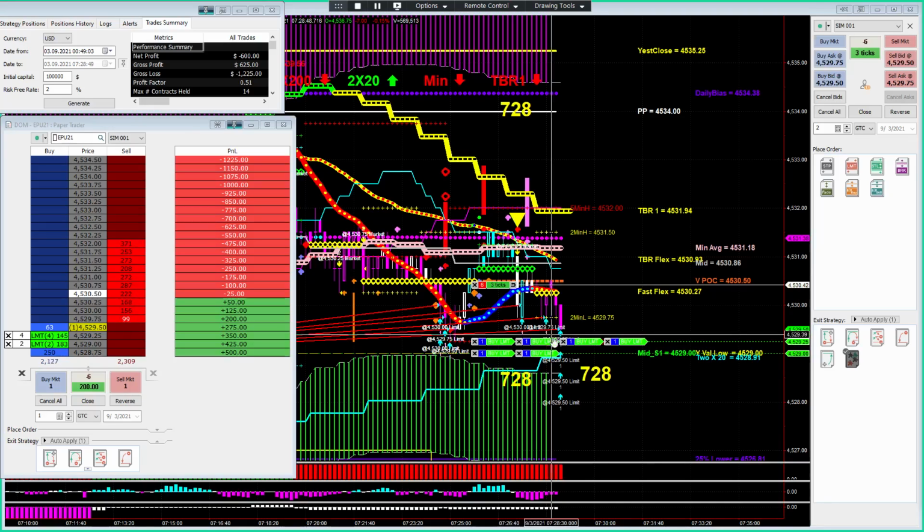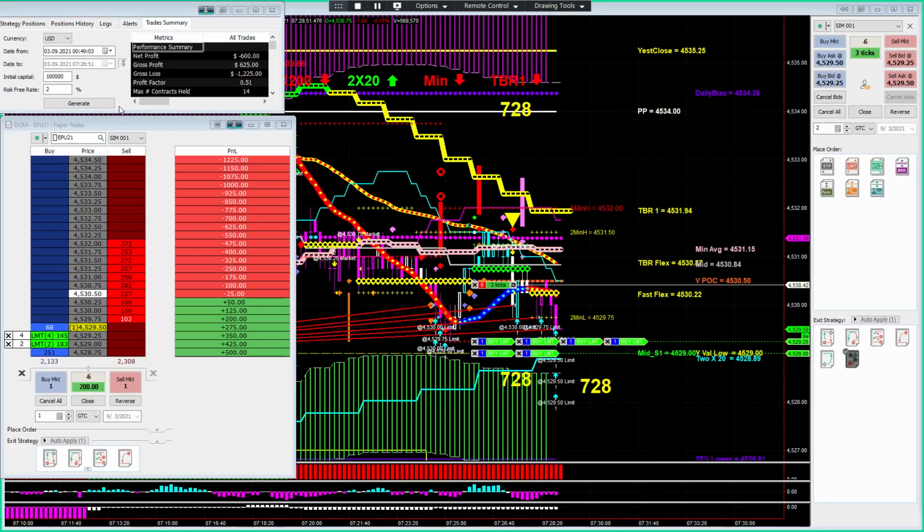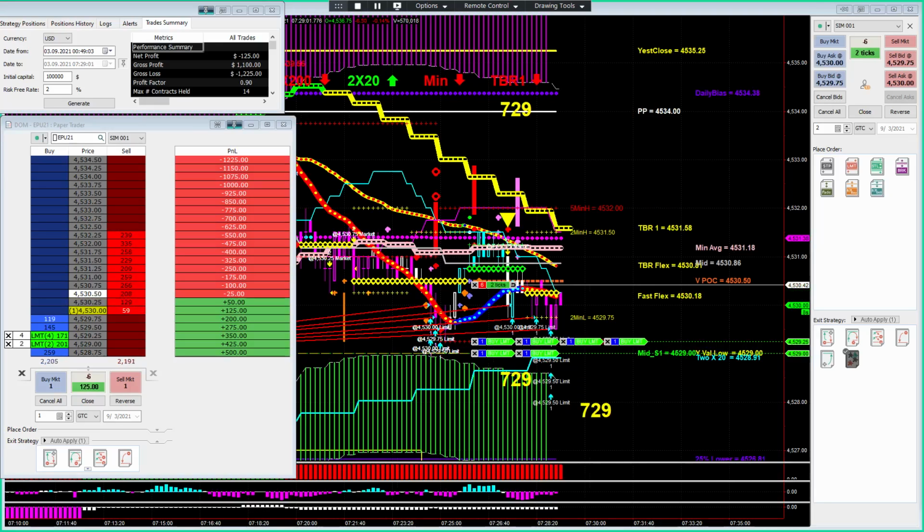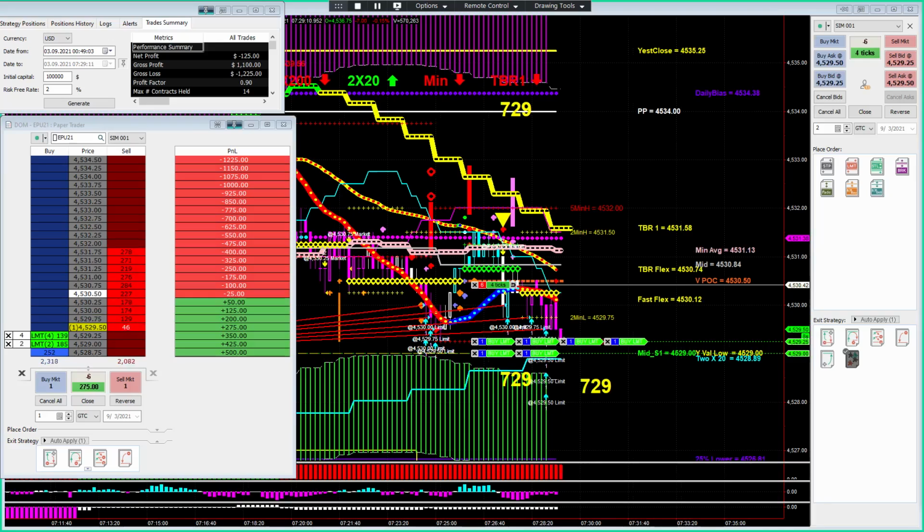All right, so I'm out of that one. Let's see how we're doing. All right, so I'm only down. So I might end up being about break even on this trade if I get out of both of these levels, right? Maybe not quite break even. I mean, I'll be profitable for the day, but maybe not break even.